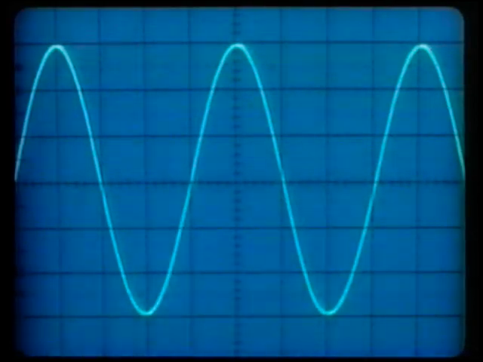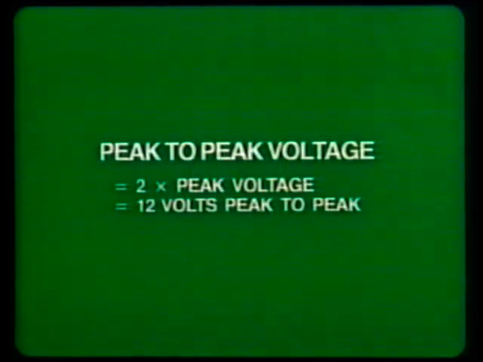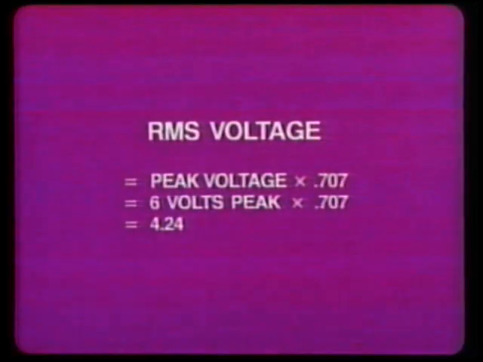Now, find the peak-to-peak and RMS voltages of this waveform. The peak-to-peak voltage is 2 times the peak voltage. In this example, it's 12 volts peak-to-peak. Remember, the RMS voltage is found by multiplying the peak voltage by 0.707. Therefore, the RMS voltage is 6 volts peak times 0.707, or 4.24 volts.